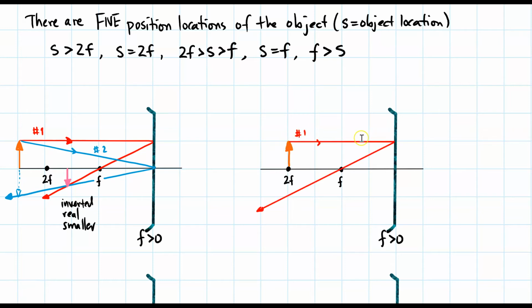Ray number 1 goes parallel, reflects through the focal point. Here's ray number 2. Putting a blue dot here to indicate where I'm going to reflect the ray to. Ray 2 then goes from the tip of the orange to the tip of the blue, and you could see here where they cross with my pink image. That's an inverted, real, same size image. Let's go to the next one.